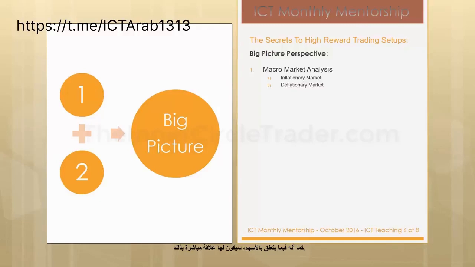Obviously, when they're in a deflationary market condition, that's going to have a relationship or a response to their currency. It also, in terms of equities, is going to have a direct relationship to that. So when we talk about commodities and we talk about stock prices later on in this mentorship, inflationary and deflationary market conditions are going to have a large impact on that as well.